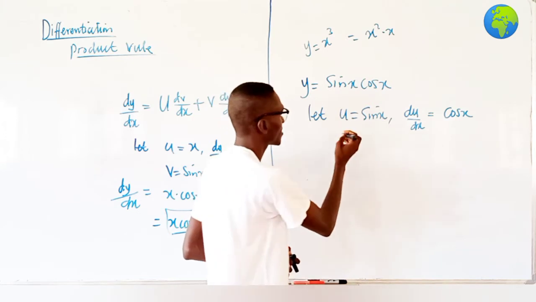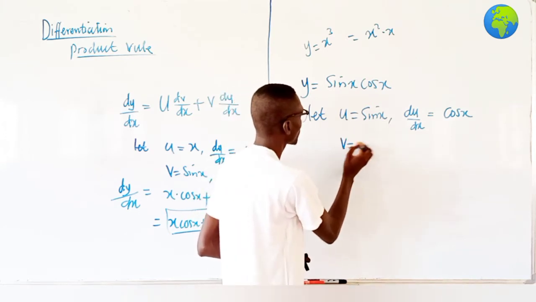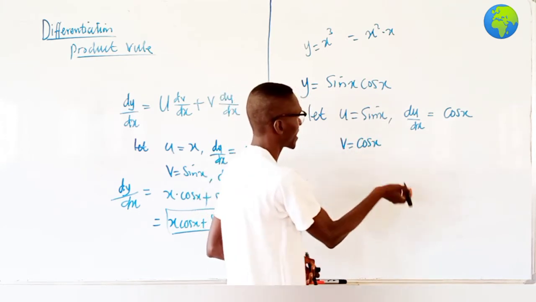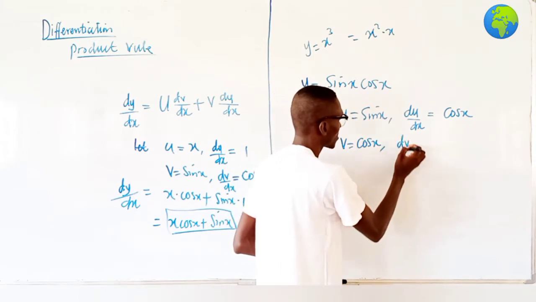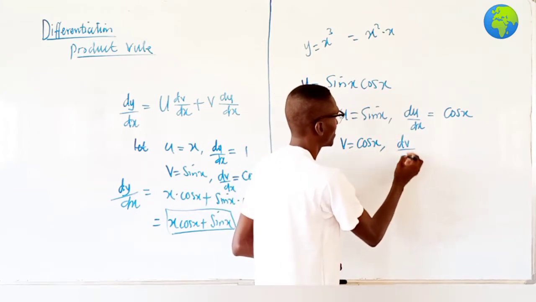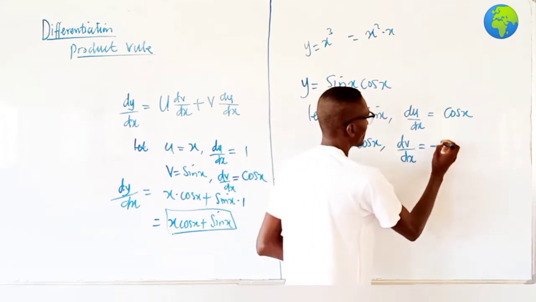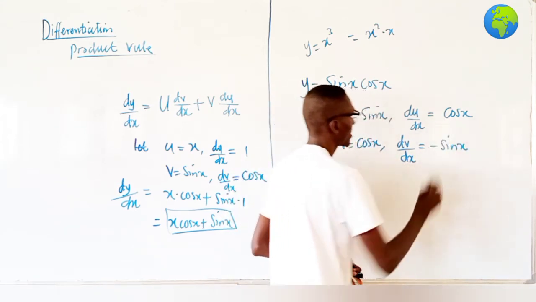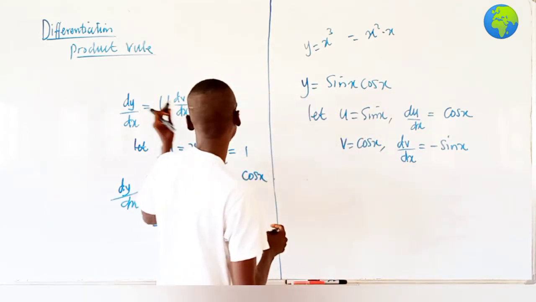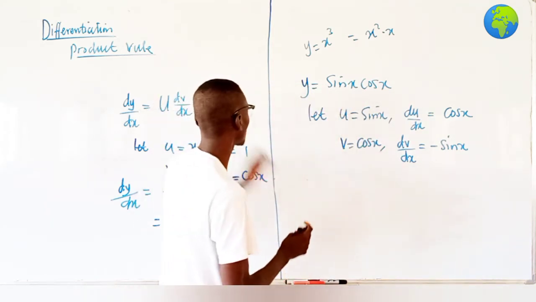The next thing is to find your v, right? V is what? Cos x. So what is our dv? Because immediately you are done with v, you find dv. So dv dx is equal to, if you differentiate cos x, you are going to have minus sine x, right? So you can see everything is set for the formula. So the next thing is to just substitute in the formula.